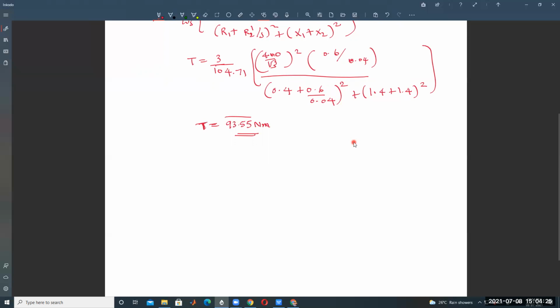3 by 104.2, 400 by root 3 whole square, 0.6 divided by 0.04. Is it right or not? Check it. But I got a different answer. Check it, all of you. Anyone respond, is it correct or not? I got 280.16. Is this right or this right? 93.55 or 280.16 Newton meter.